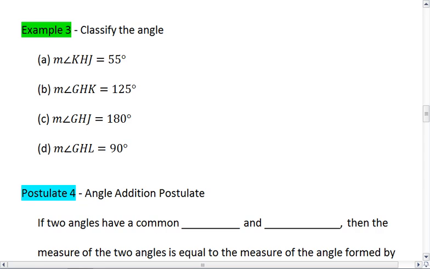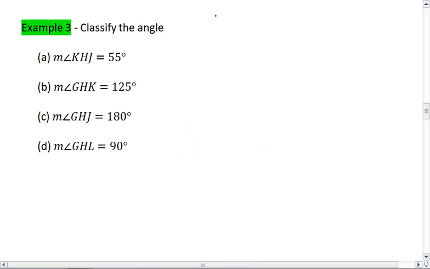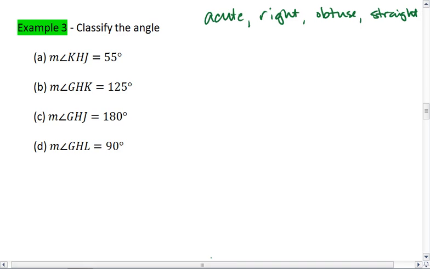Example 3. Using the classifications you just learned of acute, right, obtuse, and straight, I want you to classify the following angles. You are told that the measure, and notice we are using the m because we're talking about numbers here, so the measure of angle KHJ is 55 degrees. The measure of angle GHK is 125 degrees. The measure of angle GHJ is 180 degrees. And the measure of angle GHL is 90 degrees. Try this on your own first, pause the video, and resume when you're ready to check your solution.